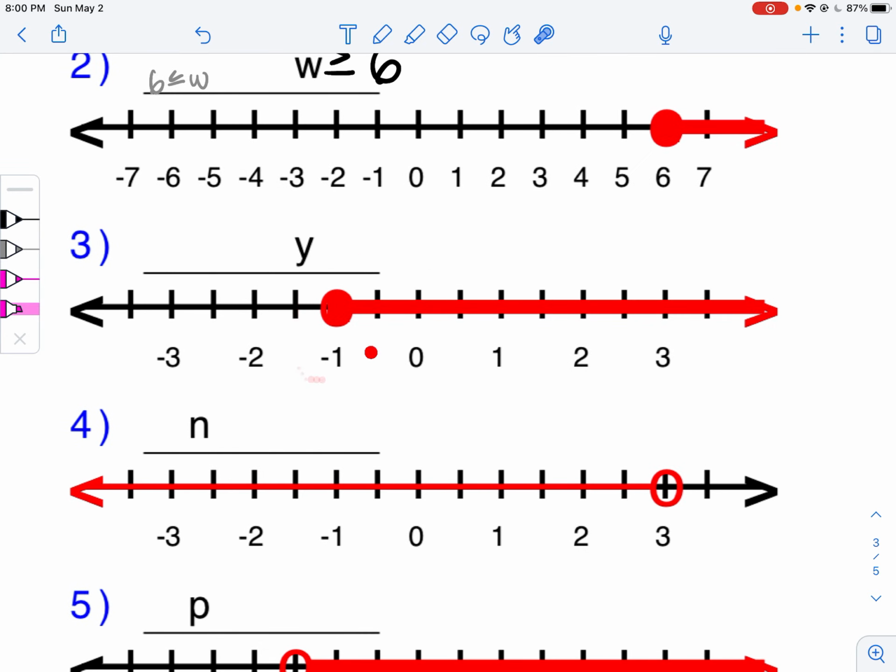Okay, let's focus on our circle. Our circle is solid, and it's at -1. Now 1 is greater than -1. 0 is greater than -1. So we're going to go greater than like that. You can also say -1 is less than or equal to y.